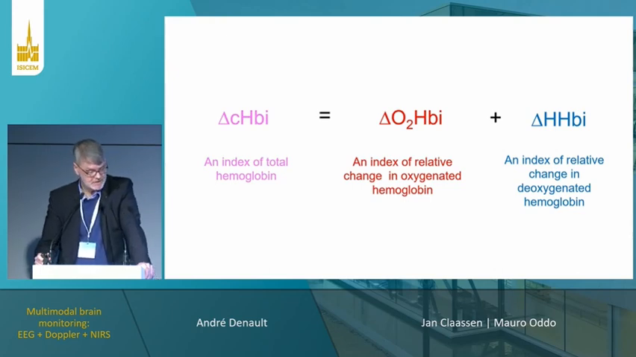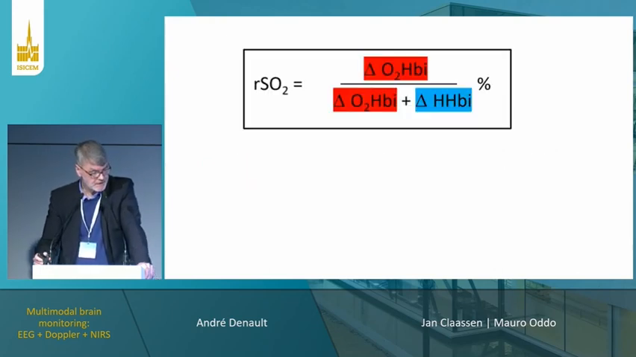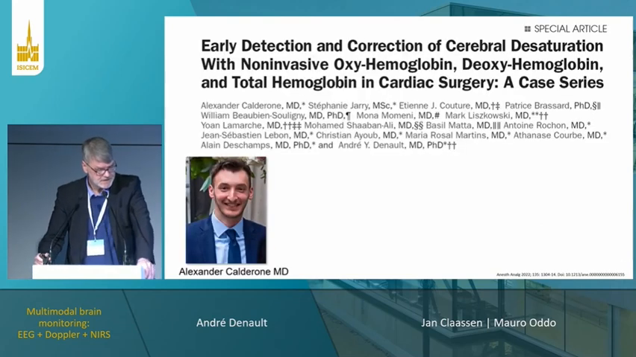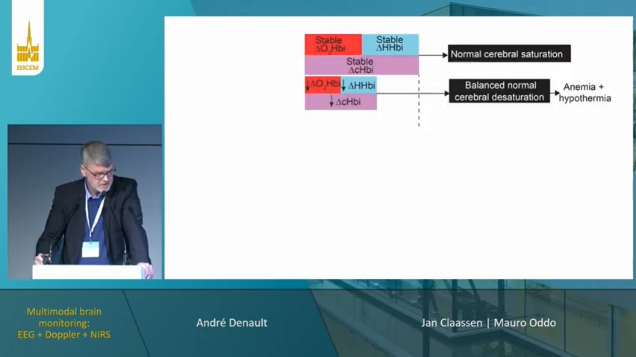And I'll show you why this is relevant. So basically your brain saturation is equal to your change in the oxyhemoglobin divided by the total change in hemoglobin. So this is a paper we wrote recently, was our preliminary experience using this monitor.